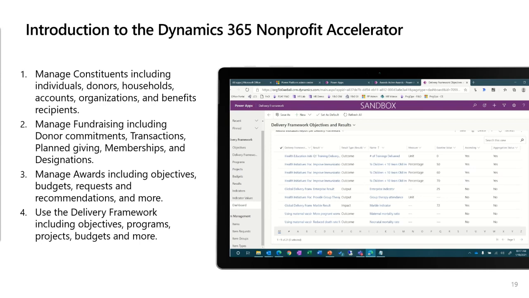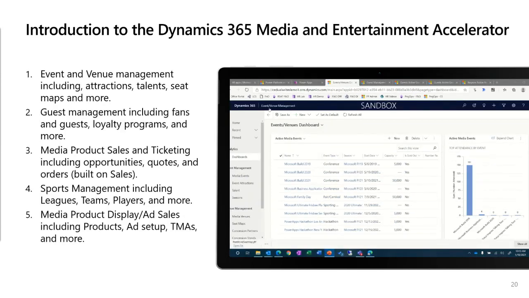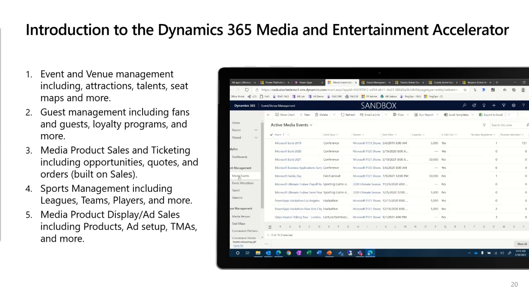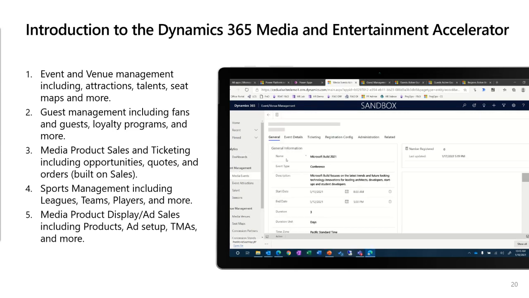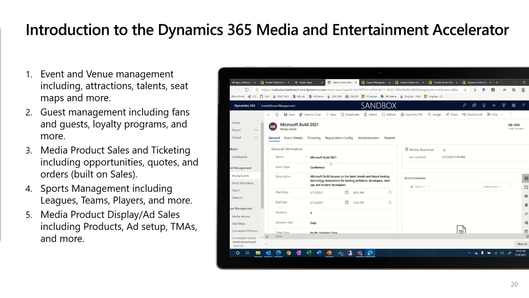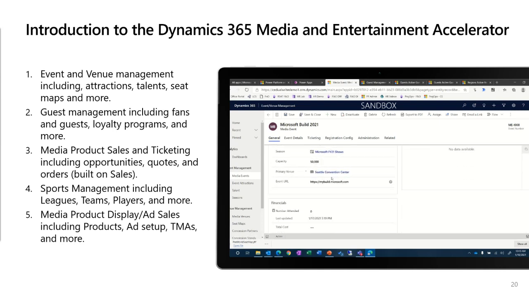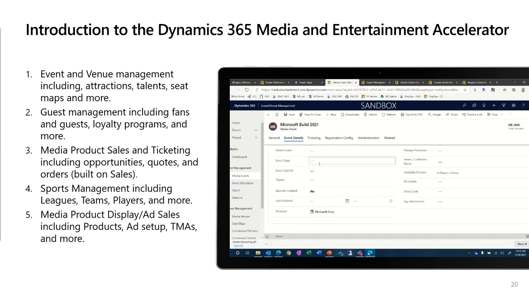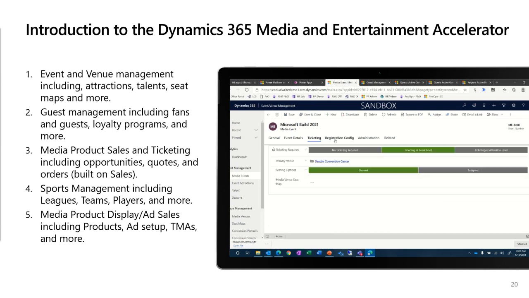And the last one we're going to take a look at today is the Media and Entertainment Accelerator. So this is broken down into a couple different apps. So the first one that we're looking at here is Event and Venue Management. So we have the ability to keep track of all those different media events. The example you're seeing here is like Microsoft Build 2021, but this could be sporting type events as well.